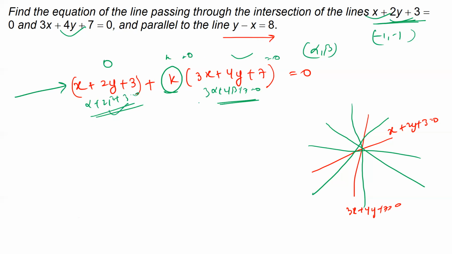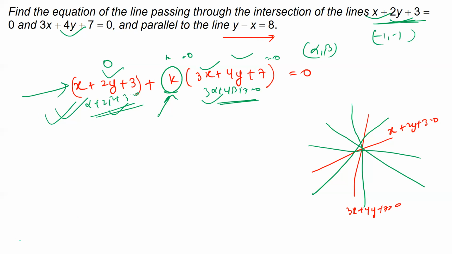So this point will also satisfy this equation, right? And it doesn't matter what value of k you take, for any value of k, this line is always going to pass through that point of intersection, because (alpha, beta) is always going to satisfy this equation. That is the reason you get this equation as the general equation of all the lines which pass through the point of intersection of these two given lines.